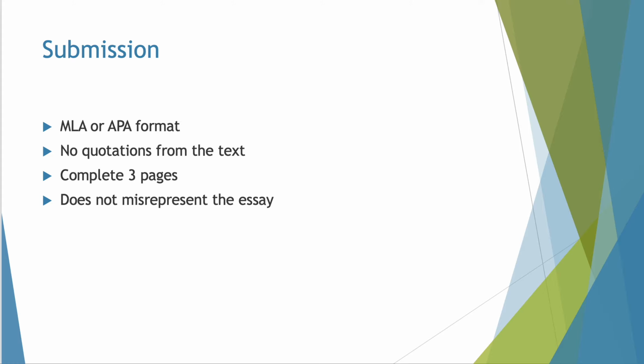Finally, when you're ready to submit, this should be in either MLA or APA format. It's your choice. Either one is going to use double-spaced font with 1-inch margins. They're going to have appropriate headings on them and be appropriately formatted in the text. You should have no quotations from the text, so the summary should be completely in your own words. Make sure that it is a full 3 pages. Get onto that 4th page just to be careful. And 3 pages does not include random spacing between paragraphs.